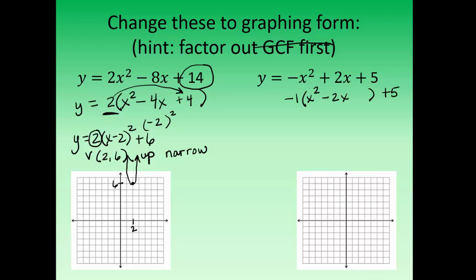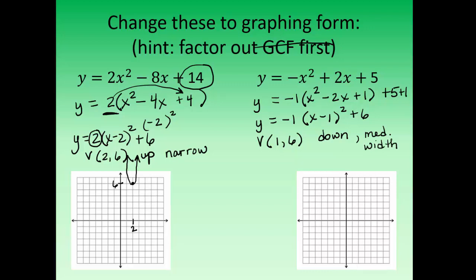Let's complete the square. Half of negative 2 is negative 1. If we square that, we get positive 1. But remember, it's in parentheses being multiplied by negative 1, so that's really like adding a negative 1 to this side. So we're going to add positive 1 to compensate for that. And now let's finish factoring. So we've got negative 1 times x minus 1 squared plus 6. So our vertex is at 1, 6. And the coefficient of the squared term is negative this time, so it's going to open downward. And the width is medium because the absolute value of the coefficient is 1.